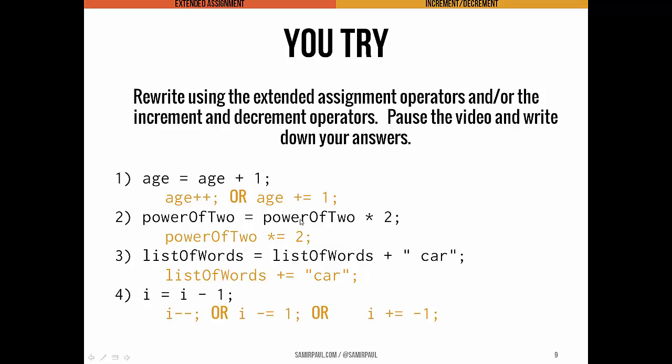Second one, powerOf2 = powerOf2 * 2. Well, you can use the times-equal assignment operator. Same here, you can use the concatenation assignment operator. And here, i = i - 1. We can change that to i-- or i -= 1. Or we could actually do this as i += -1.